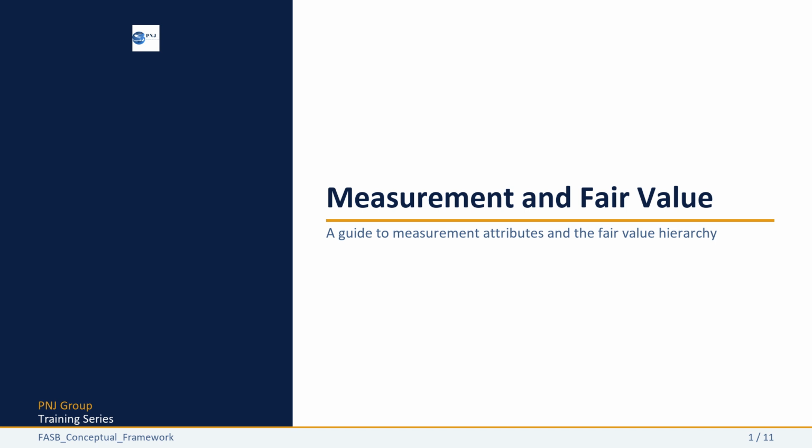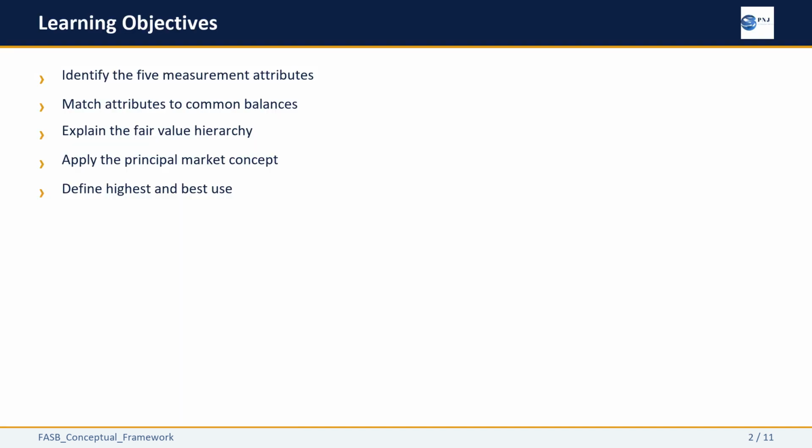Let's begin. By the end of this section, you will be able to identify the 5 measurement attributes in use under US GAAP and match them to the balances where each one applies. You will explain the 3-level fair value hierarchy from ASC 820 and why it exists. You will apply the principal market concept that anchors a fair value measurement, and you will define highest and best use for non-financial assets. Let's start with why there is more than one attribute at all.